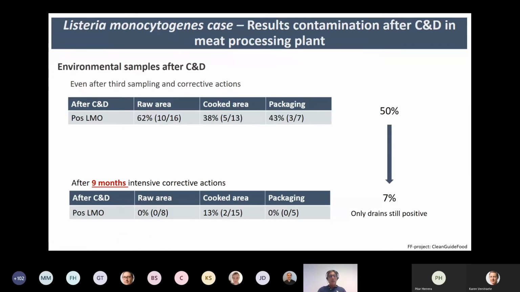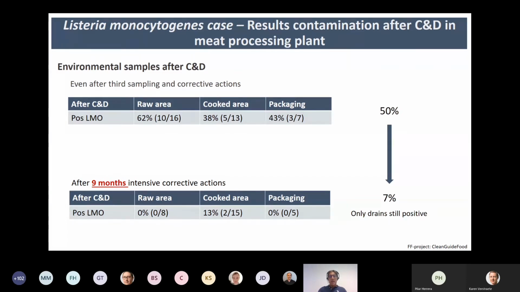Like I told you before, we also guide a lot of food companies in getting rid of their problems with, for example, Listeria monocytogenes contamination. And here you have an example where we worked together with a meat processing plant, and it took more than 9 months to get rid of their problems with Listeria monocytogenes.